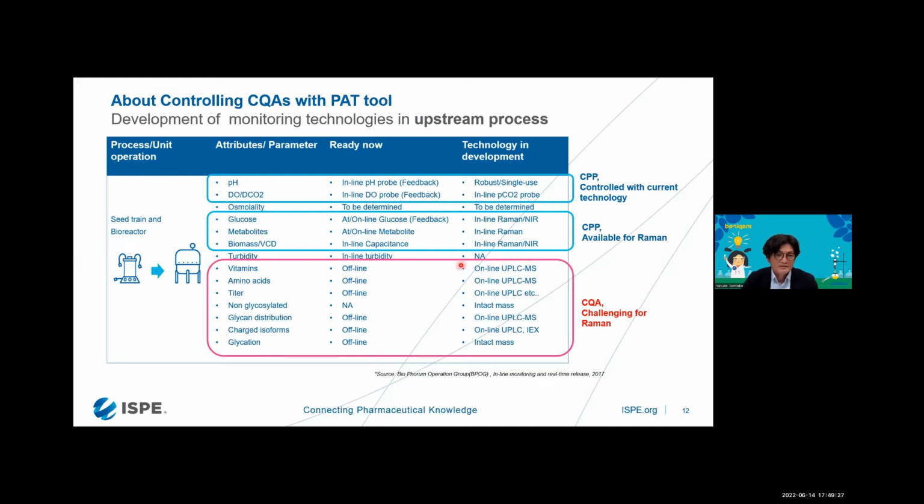Other parameters such as the vitamin, amino acid, the titer, and the protein characteristic. These parameters are currently monitored with offline monitoring technology. And in the near future, monitoring such parameters is moving to online technology, such as UPLC and intact mass. So this kind of parameter is considered a critical quality attribute and is challenging for the implementation of Raman technology.